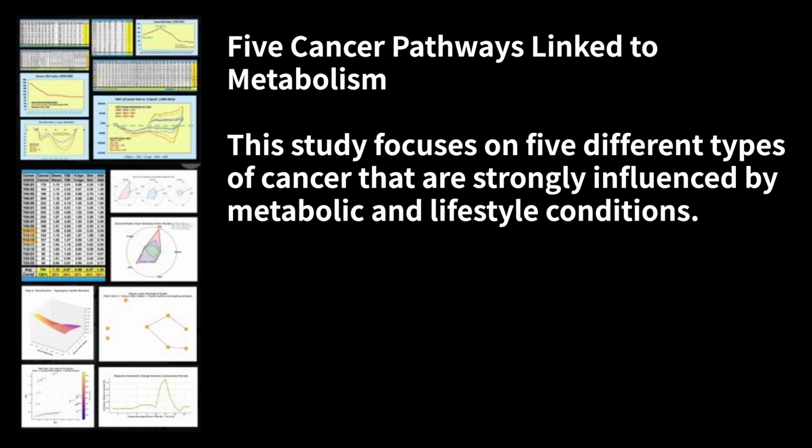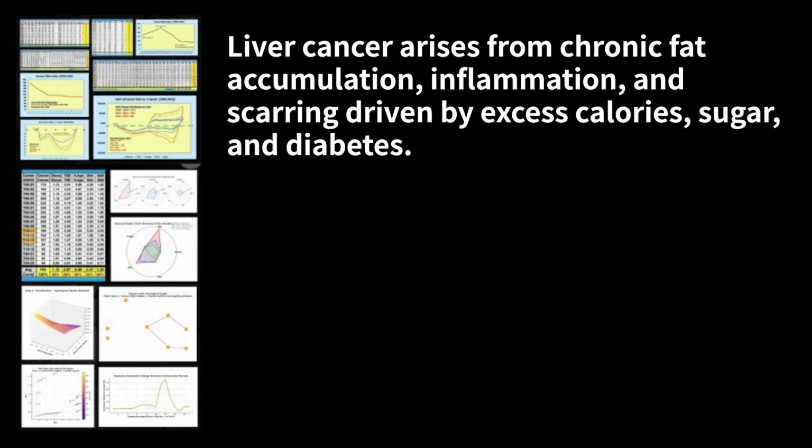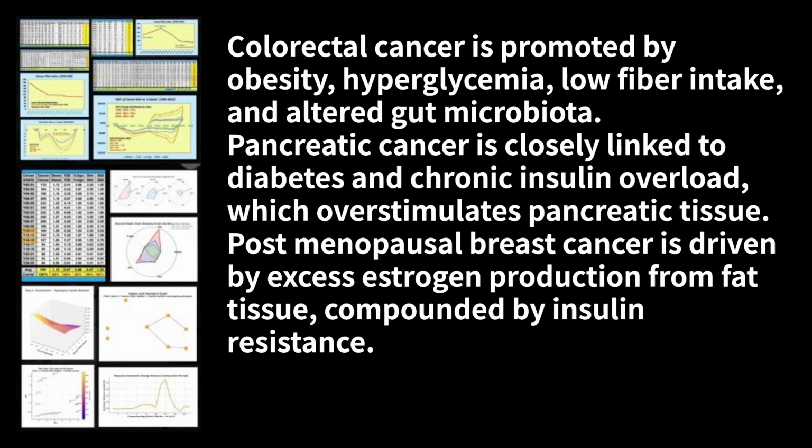Five cancer pathways linked to metabolism. This study focuses on 5 different types of cancer that are strongly influenced by metabolic and lifestyle conditions. Liver cancer arises from chronic fat accumulation, inflammation, and scarring driven by excess calories, sugar, and diabetes. Colorectal cancer is promoted by obesity, hyperglycemia, low fiber intake, and altered gut microbiota. Pancreatic cancer is closely linked to diabetes and chronic insulin overload, which overstimulates pancreatic tissue.